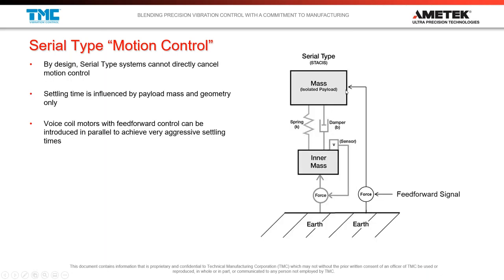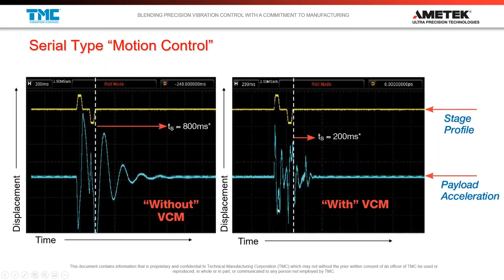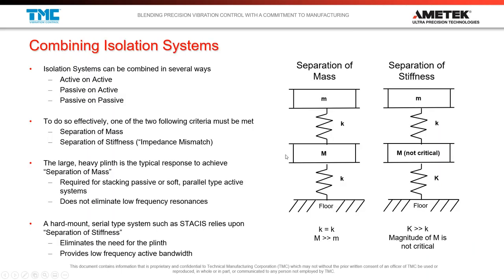Well, if you put this voice coil motor in parallel with that system, you can now feed forward a signal and anticipate the force that you're going to need to slow down that motion quickly. And you can bring that settling down to 200 milliseconds. Cycle time, as I mentioned before, is very important because it's directly proportional to your throughput. The faster you can settle, the more wafers you can process, and the more wafers you can put through a tool at any given time.